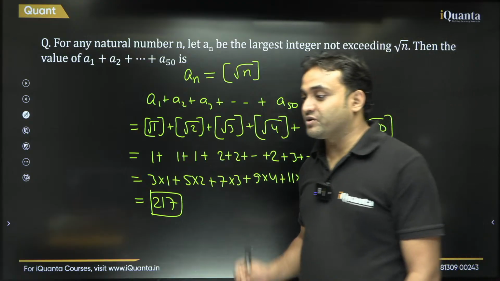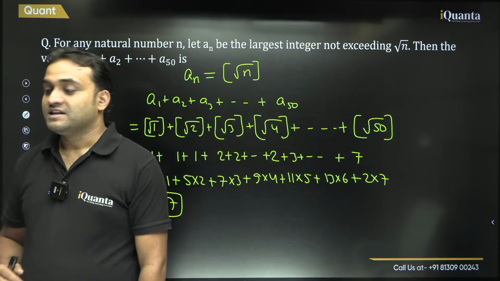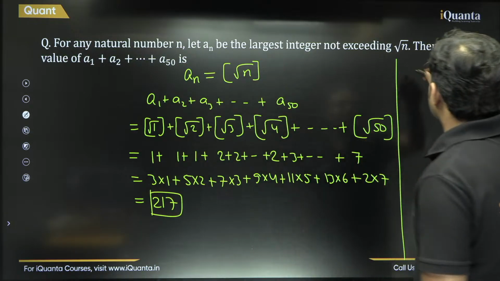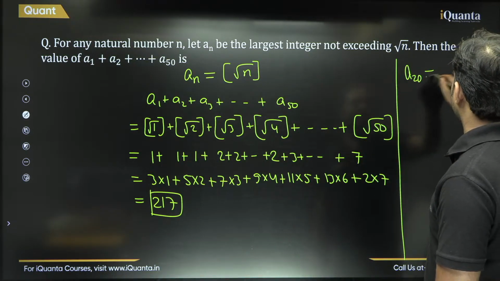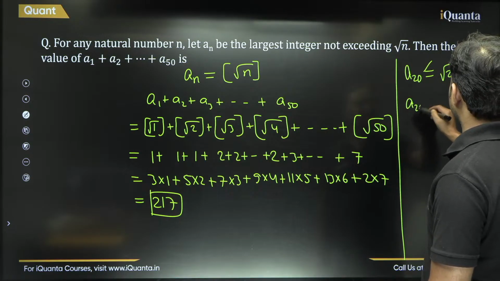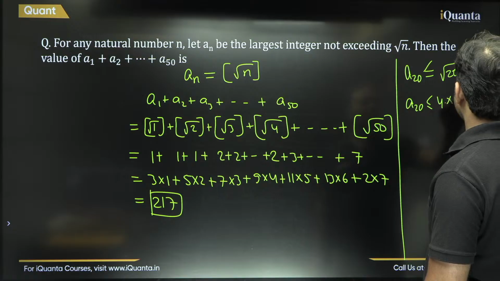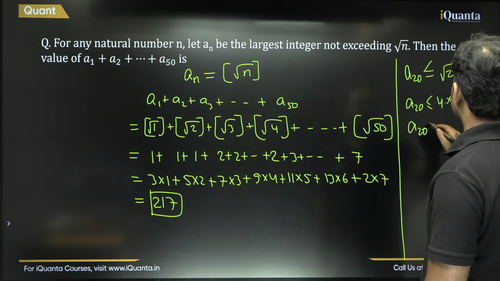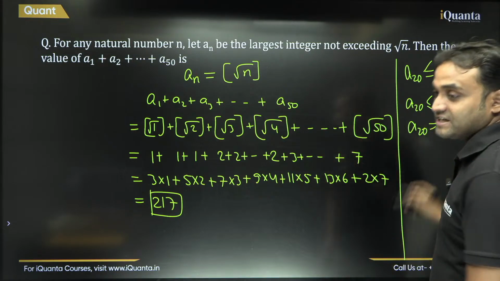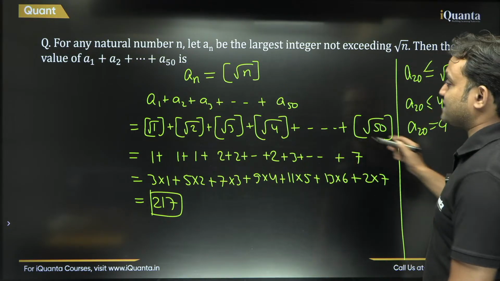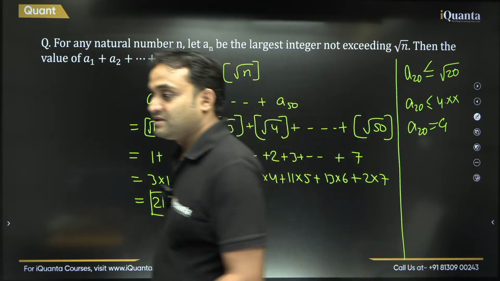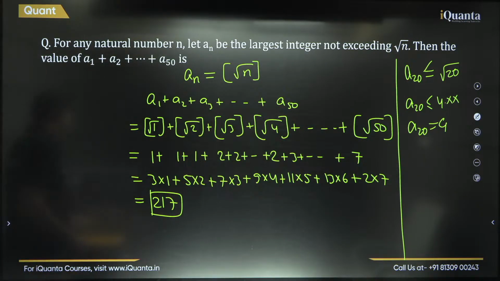Is it clear what is being discussed here? Does anyone have any doubt? See, if you need to find a20, what will be the value of a20? a20 will be less than or equal to square root of 20. So a20 is the greatest integer less than or equal to 4 point something. So a20 is 4. So that's why an is equal to the greatest integer of square root of n. This is what we are talking about here. Okay?